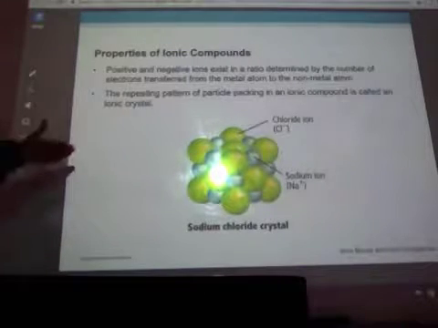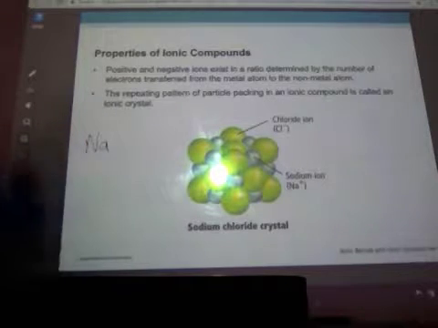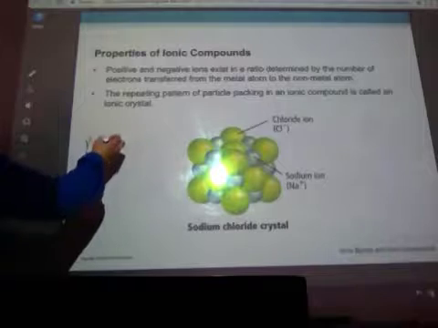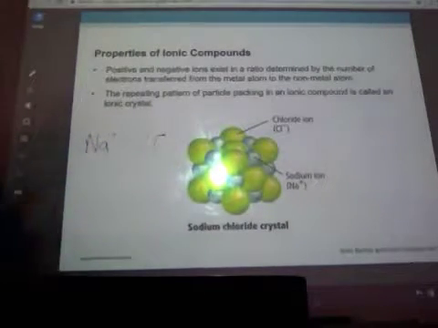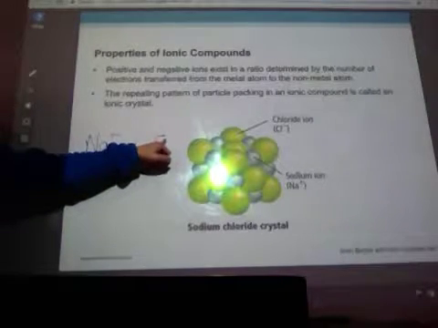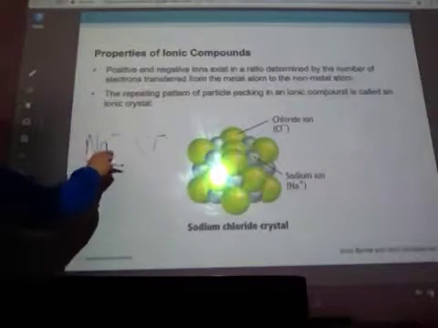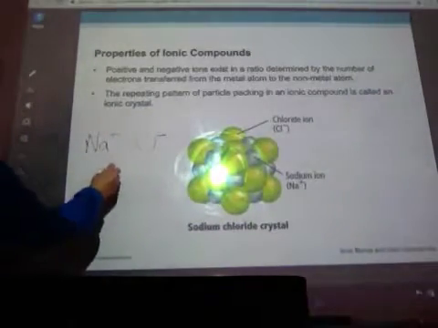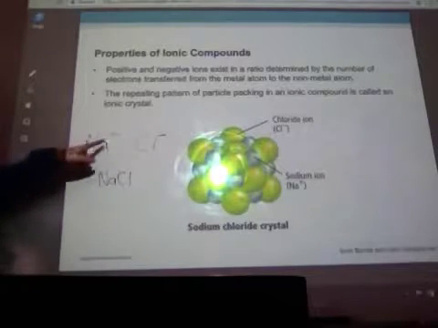What happens when you have an ionic compound? So I have sodium, and it has lost an electron, so it has a plus charge. It gave that electron to chlorine, so chlorine has a negative charge. If I have +1 and -1, what's the overall charge? Neutral. It's 0.